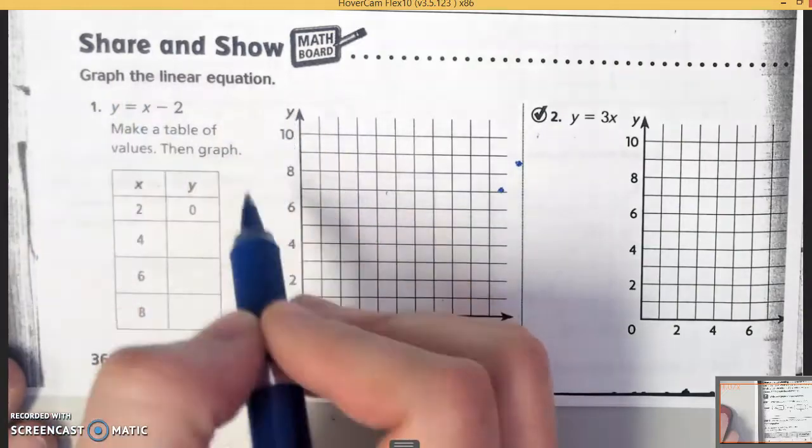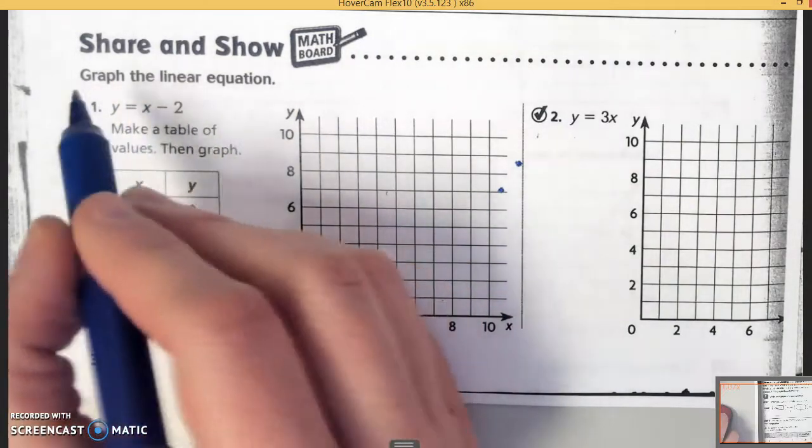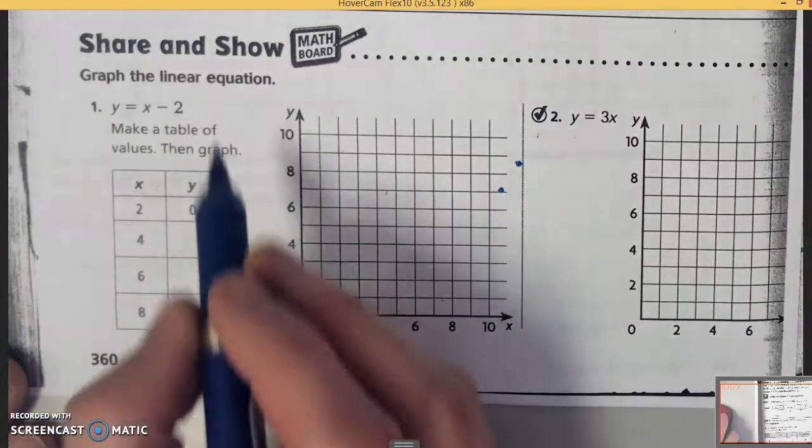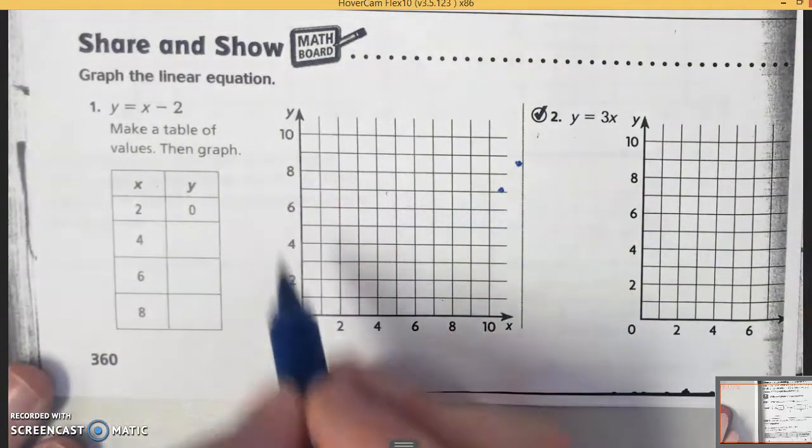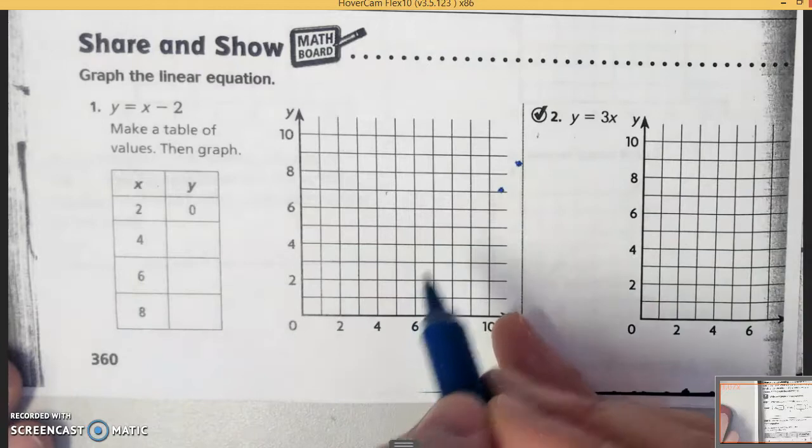Alright, so this time we're graphing the equation. So here, the linear equation. They give us an equation. We're going to make a table. Then we're going to make ordered pairs to graph it.